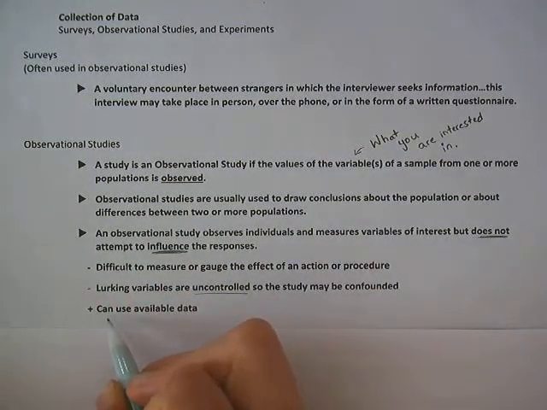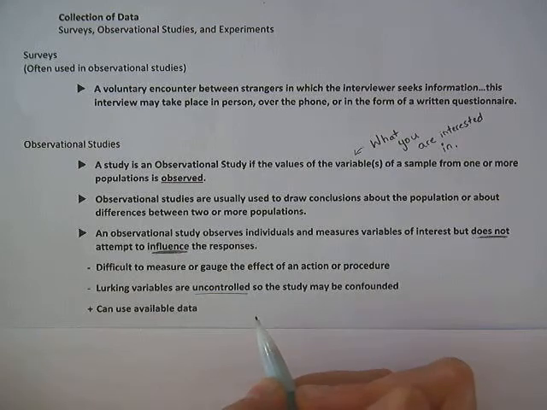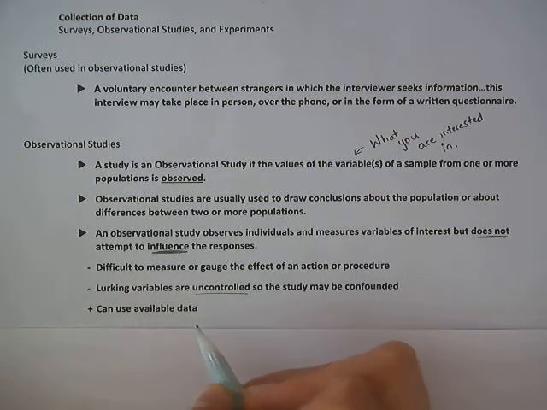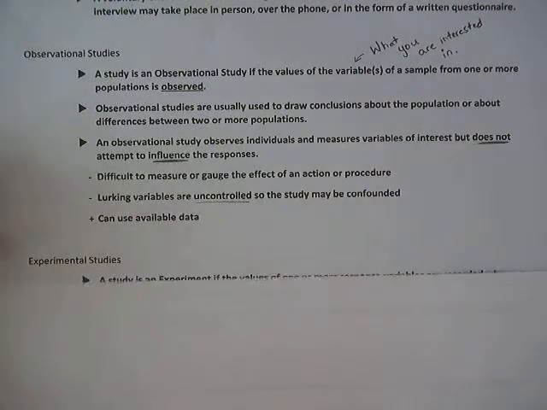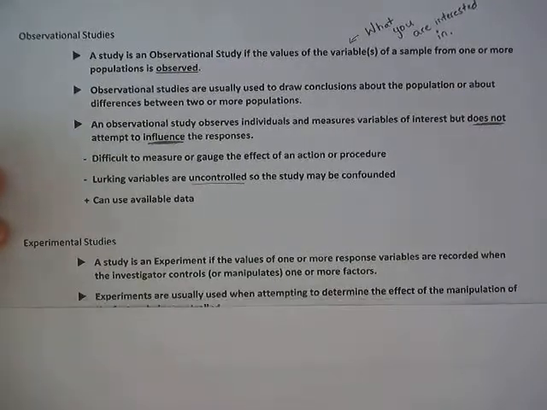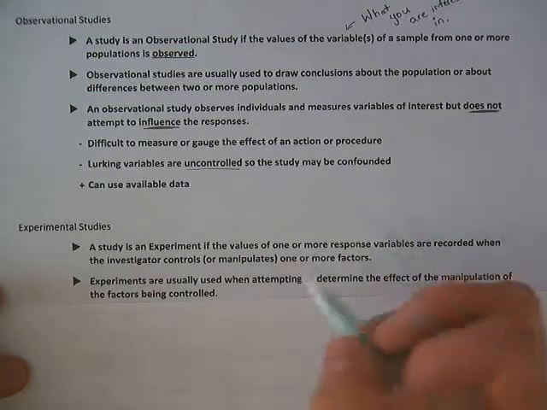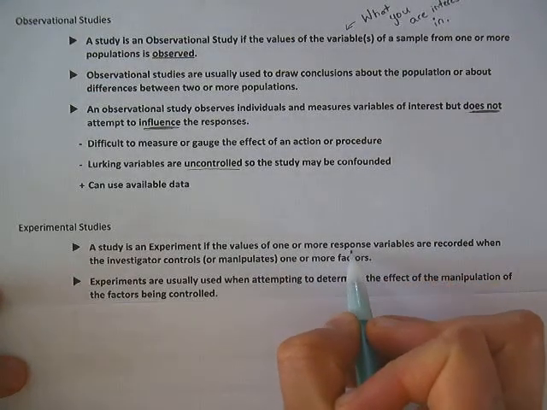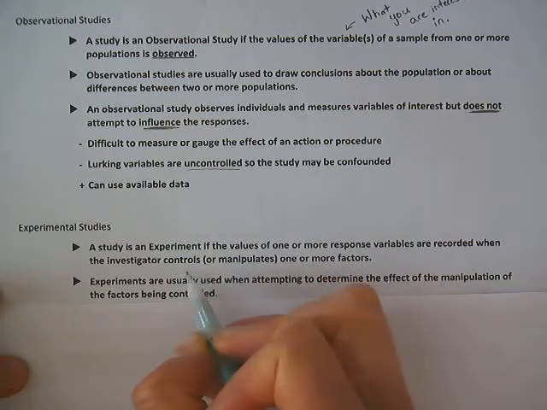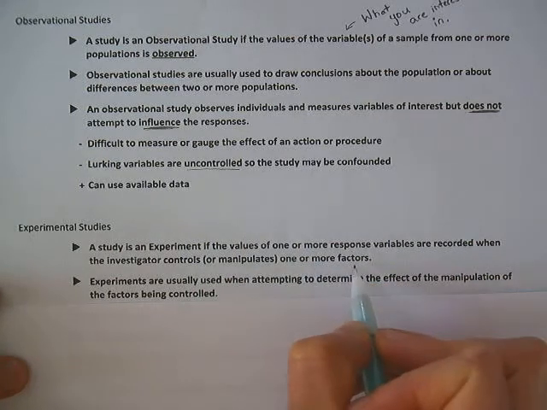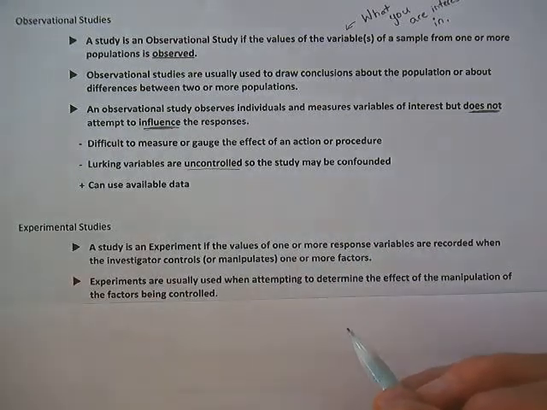The good thing about observational studies is you can use any of the data that's out there. Of course, you want to make sure that it's reliable data, but you can use the available data that's out there. Okay, so that's a good thing about observational studies. So something else is experimental studies. All right, so an experiment is one where the values of one or more response variables are recorded when an investigator manipulates or controls one or more factors. So that's a fancy way of saying you're going to do something.